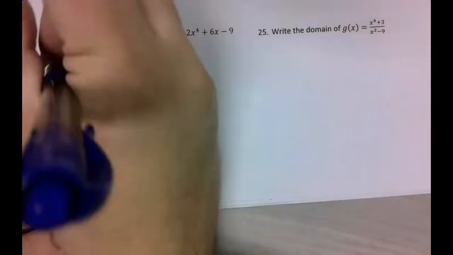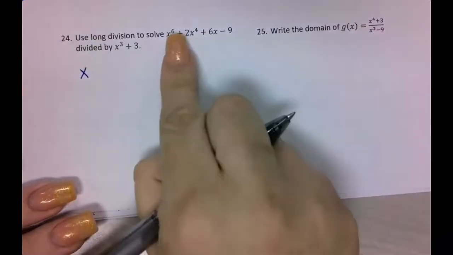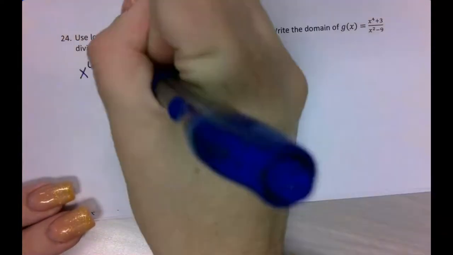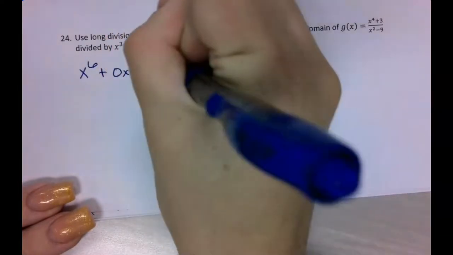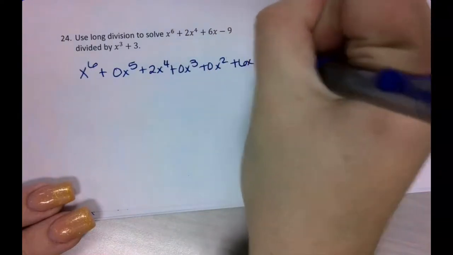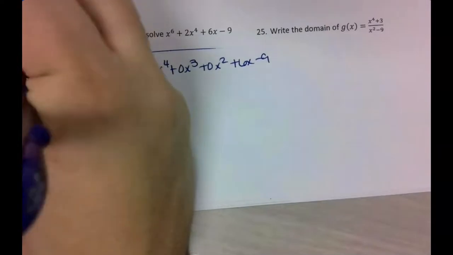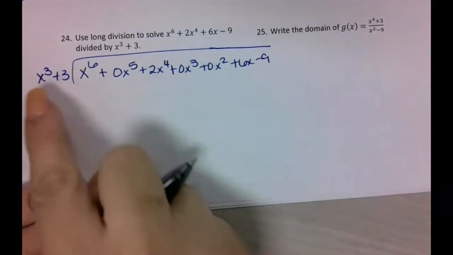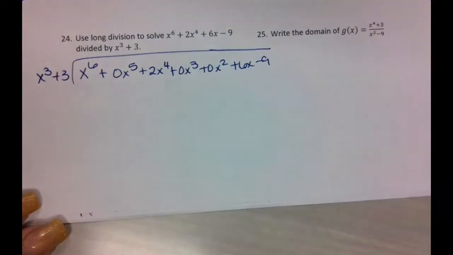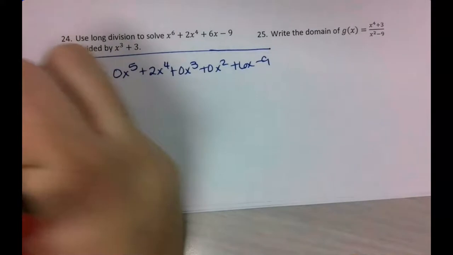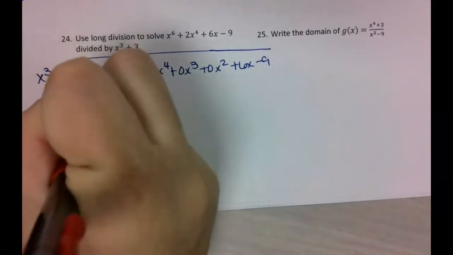Number 24 wants me to use long division to solve. So what I'm going to do is write this part inside, and then anything I'm missing gets 0x placeholders. And then the outside, I don't have to do placeholders. I can if I want, but I don't have to. I'm looking for what I need to multiply x cubed by to turn it into x to the 6, which is another x cubed. So when I multiply those together, I get x to the 6 plus 3x cubed.